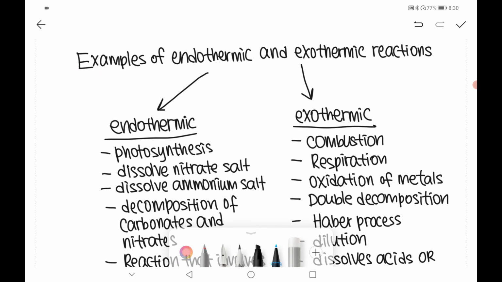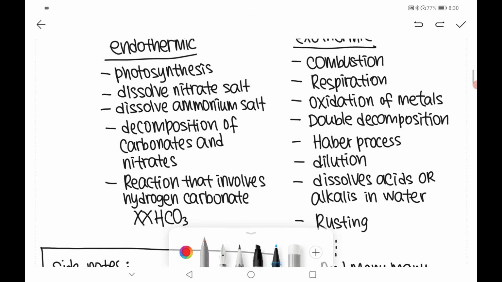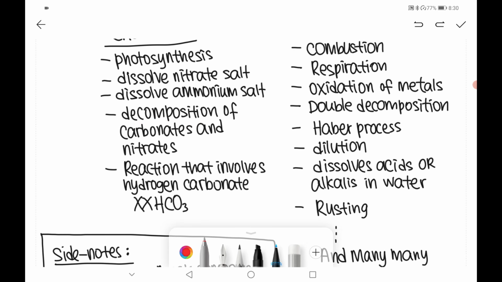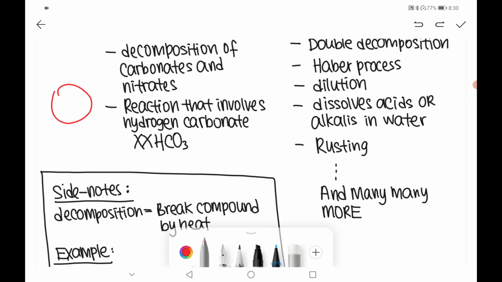The next one is decomposition of carbonate and also nitrate. What do we mean by decomposition? Decomposition is a concept that you learn in your Form 4 Chapter 6. Decomposition means you break the compound by heat. You use the heat to break down a chemical substance like this. This is a chemical substance, you use the heat to break it down, so this process is called decomposition.